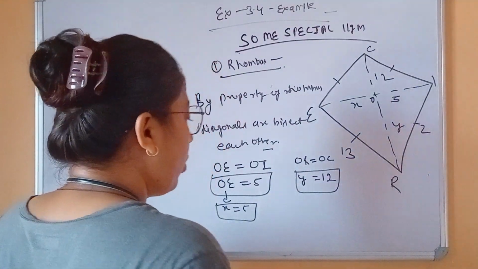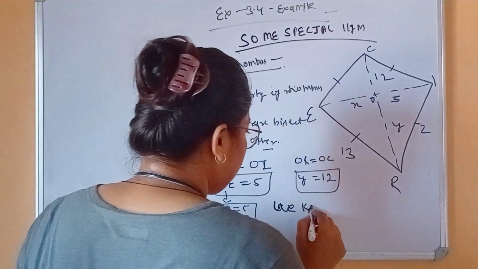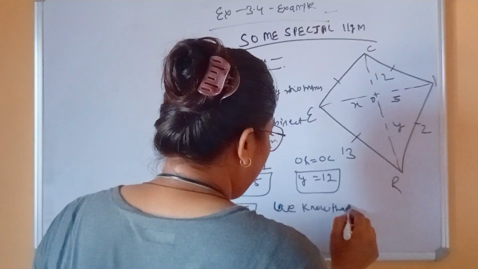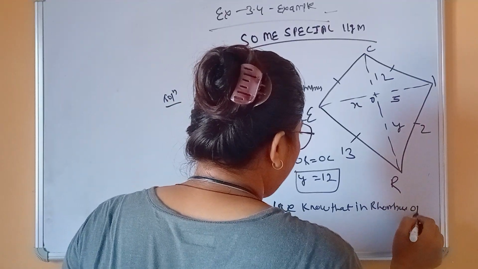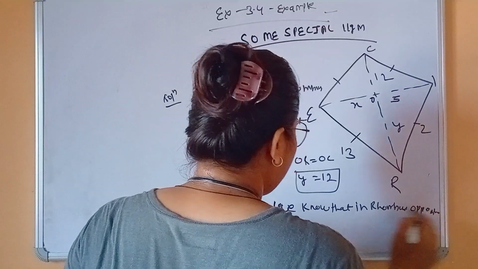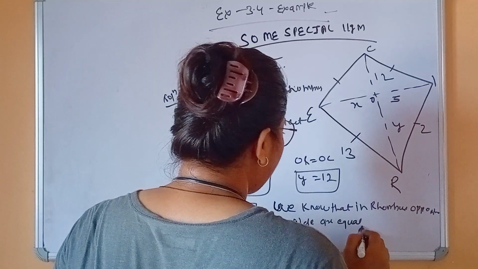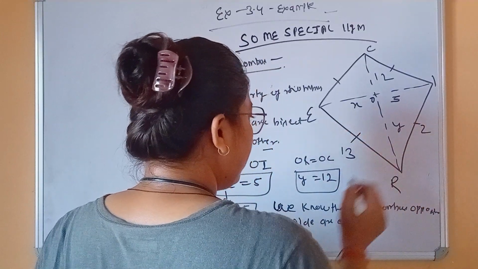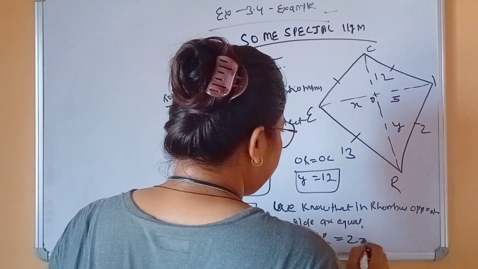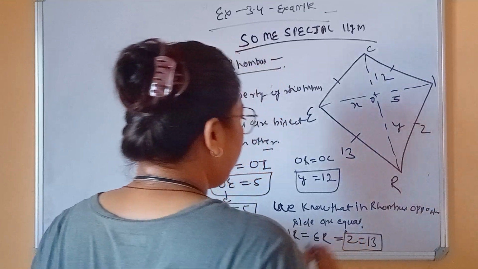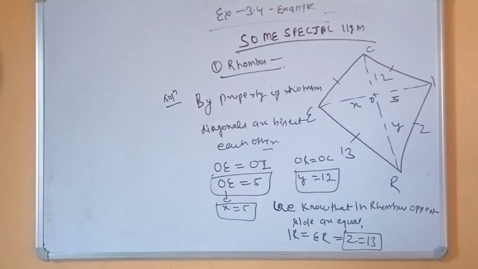Now we know that in a rhombus, opposite sides are also equal. So IR is equal to ER. That means Z is equal to 30. So you find X, Y, Z one by one. So you write.